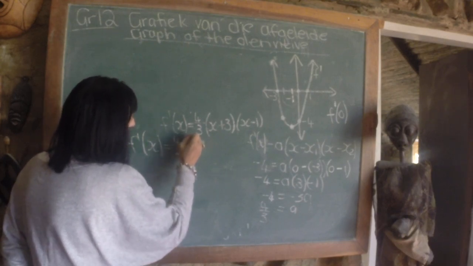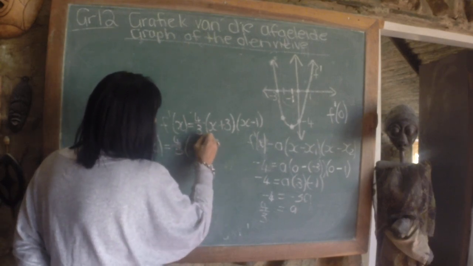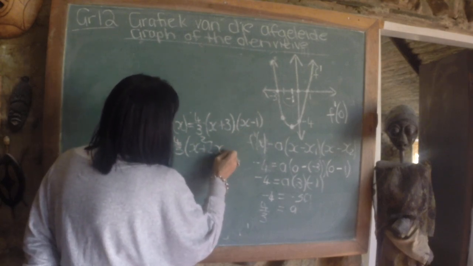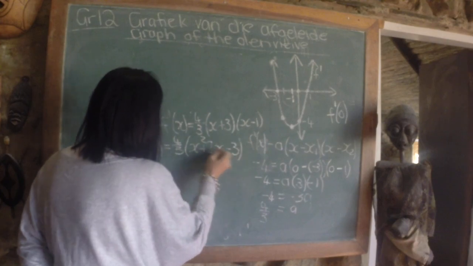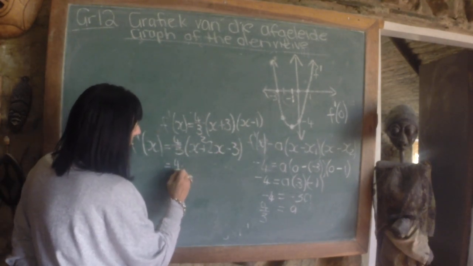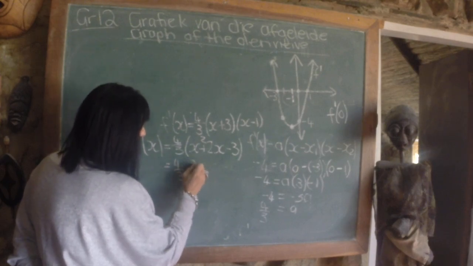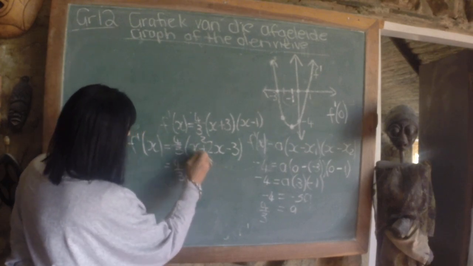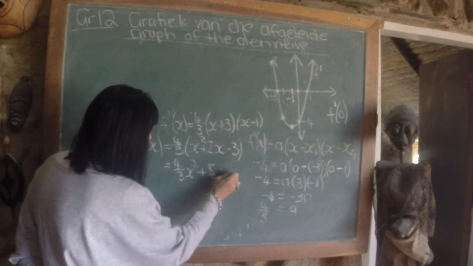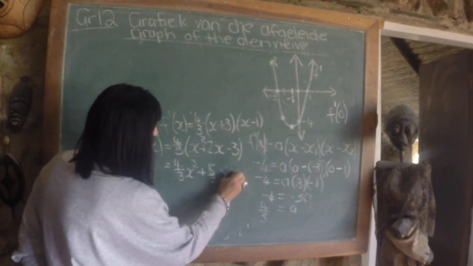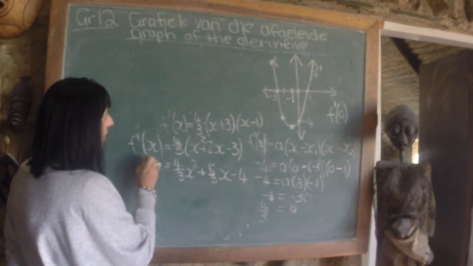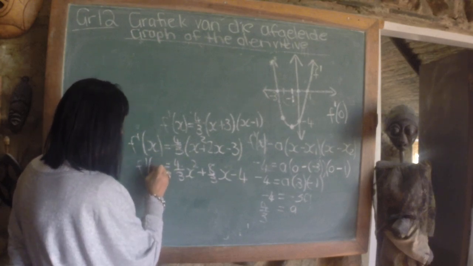4 on 3, that gives me x squared plus 2x minus 3. En nou gaan ek die 4 op 3 inmaal, so ek het 4 op 3 x kwadraat plus 8 op 3x minus 4. Okay, and that's the equation of this derivative.